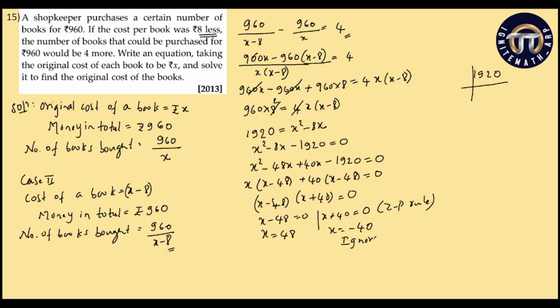Here x is the cost of a book, so the cost of the book cannot be negative. That's why minus 40 is ignored. So I can conclude that the original cost of the book is rupees 48.